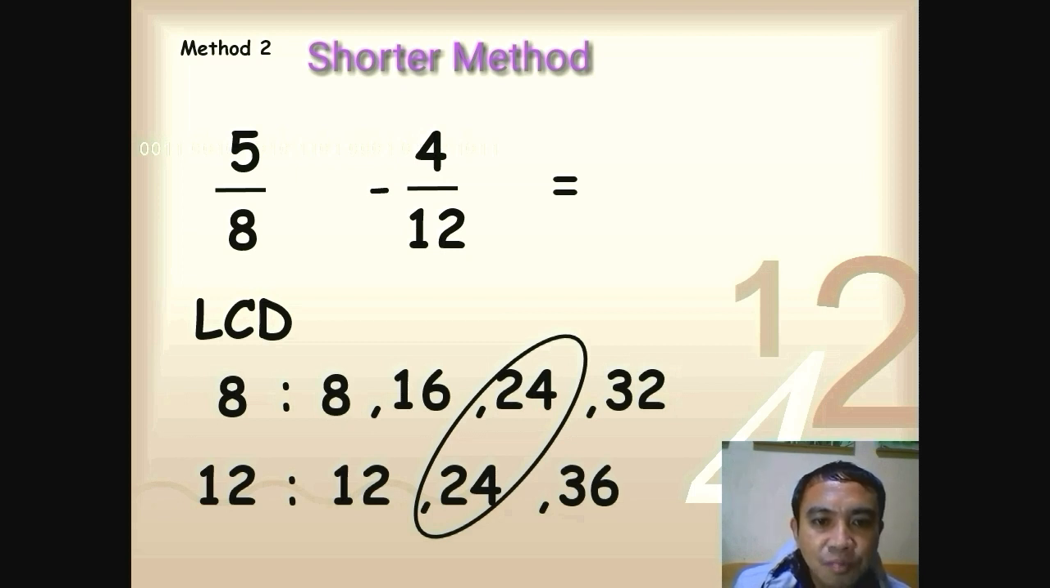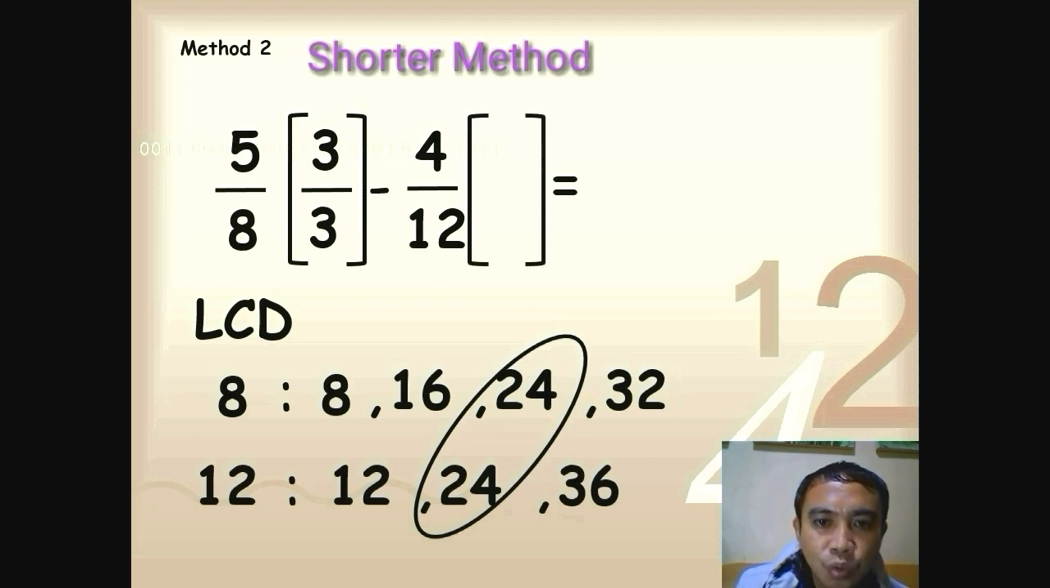Next step is to identify what number we can multiply with 8 and 12 so that we will come up with 24. For 8, we can multiply it by 3. So we will multiply 5 over 8 times 3 over 3. For 12, what number can we multiply with 12 to get 24? We have 2. So let us multiply 4 over 12 by 2 over 2.